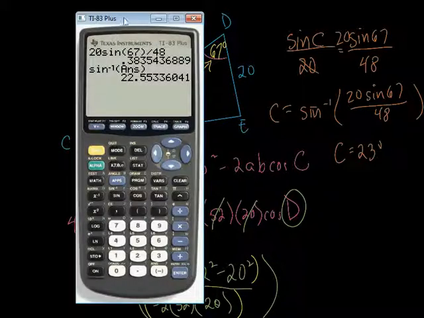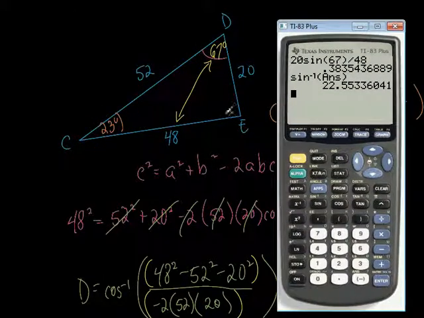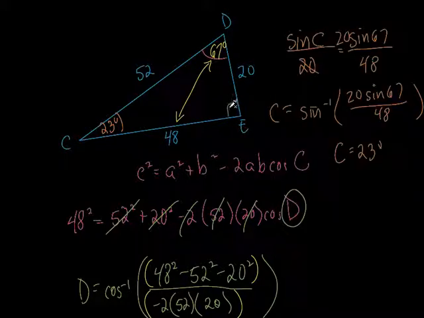How do you find that third angle? Do I have to do any trig? Do I have to do any of that stuff? No, I know the two angles already. We've talked about that before. 180 minus 23 minus 67, and that's 90. Check it out. It's 90 degrees right there. Worked out pretty nice, didn't it?